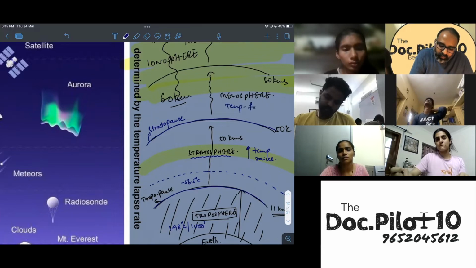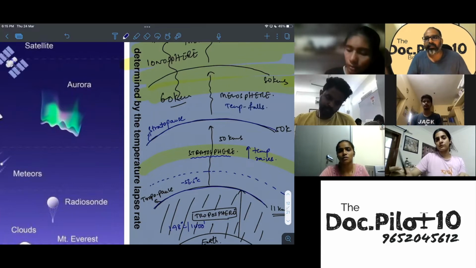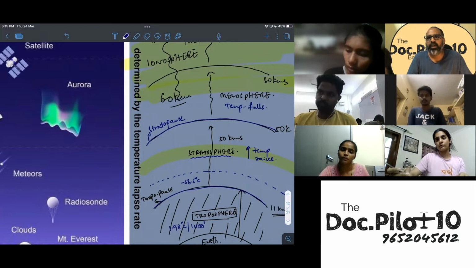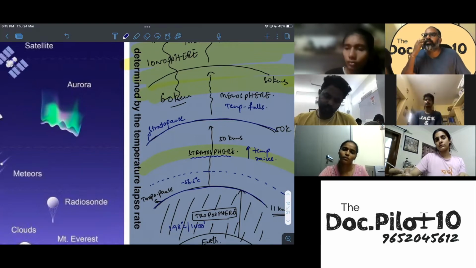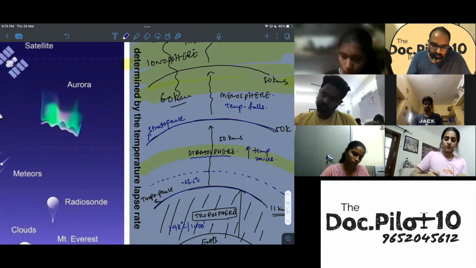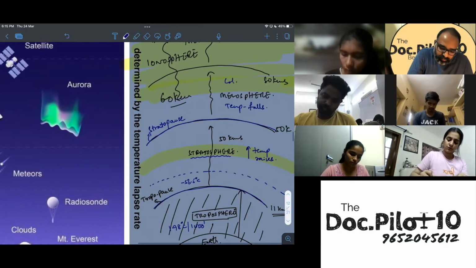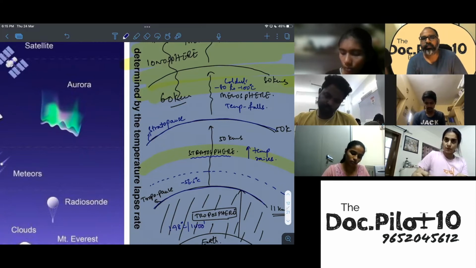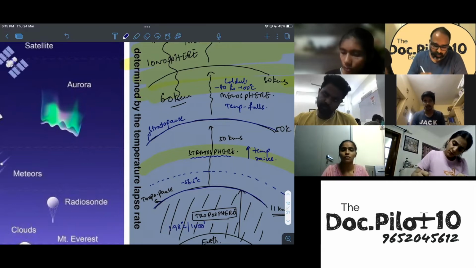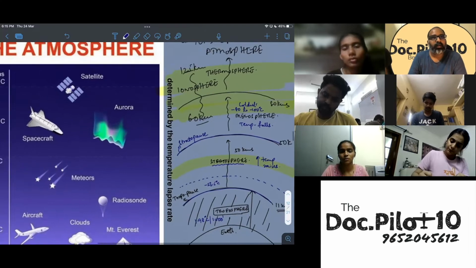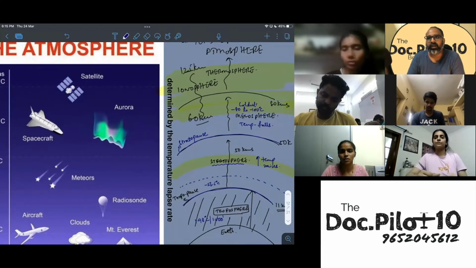Now, again in the mesosphere, as you go up, temperature falls. The mesosphere has a specialty. It is the coldest layer in the atmosphere. Temperatures range from -80 to -100 degrees centigrade. Am I making sense?